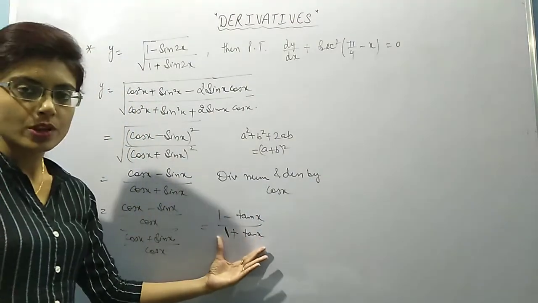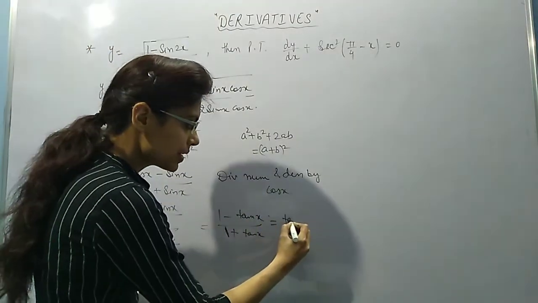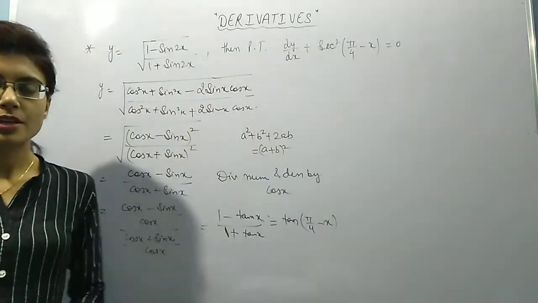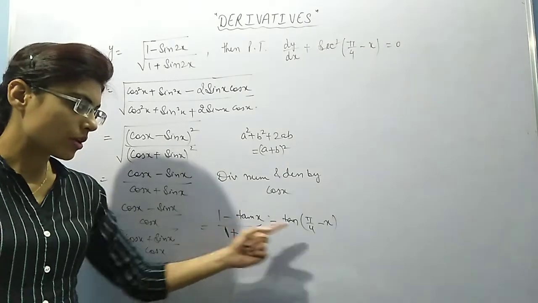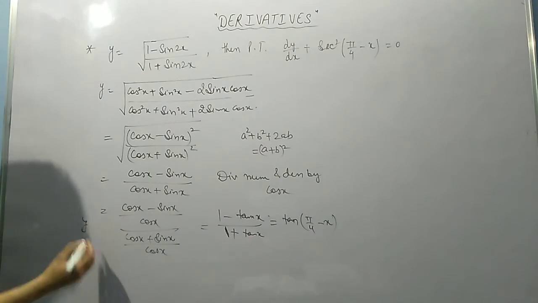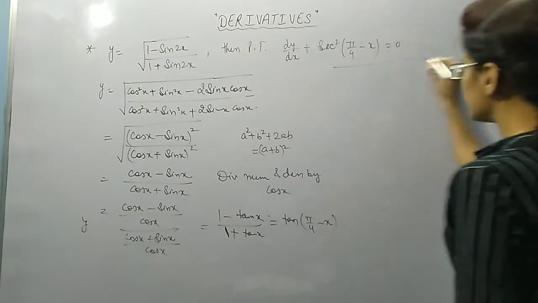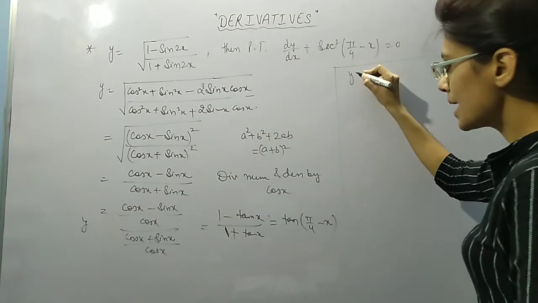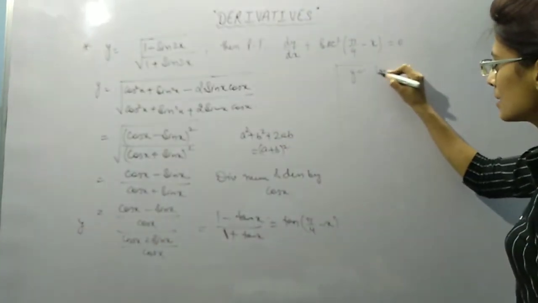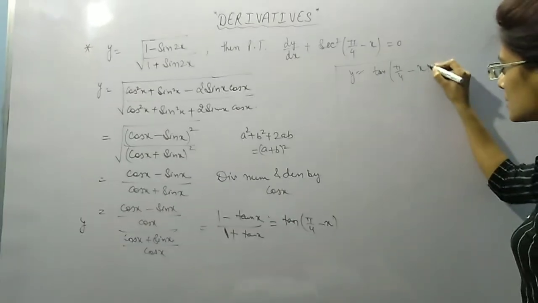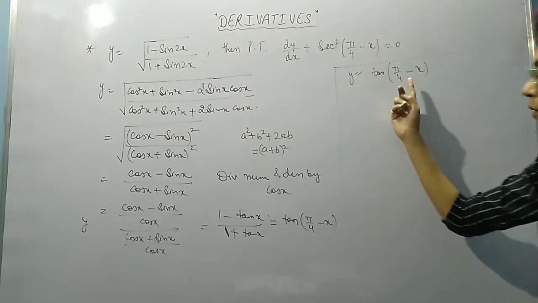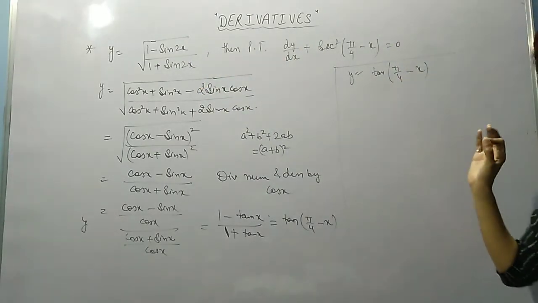Now this is actually the formula of tan of pi by 4 minus x. This formula you will have to learn. So ultimately what we have got is that y is equal to tan pi by 4 minus x. Now we can see this function has been reduced into a simplified form.